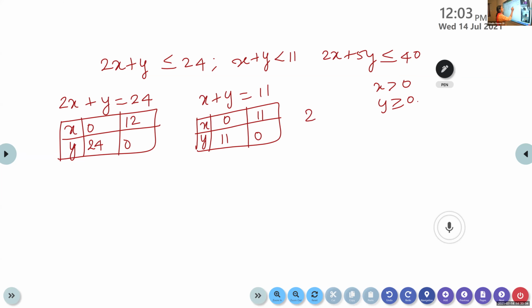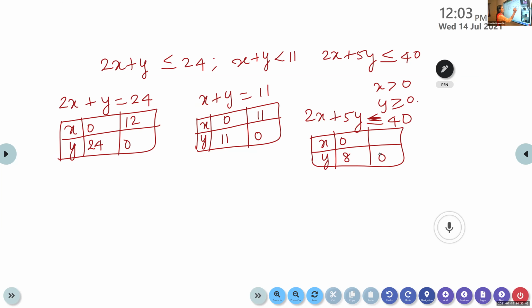The next one, 2x plus 5y is less than or equal to 40. We make it equal to 40 and find the solution set. When x is 0, y is 8; when y is 0, x is 20. And x greater than 0, y greater than or equal to 0 means we have to select only the first quadrant, not the other parts. We have to select only the shaded region in the first quadrant. Up to that, is it okay? Now we have to draw the graph.